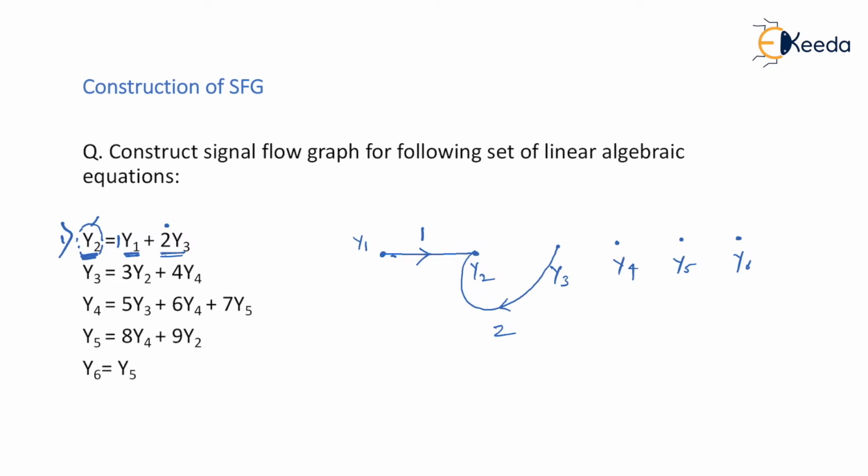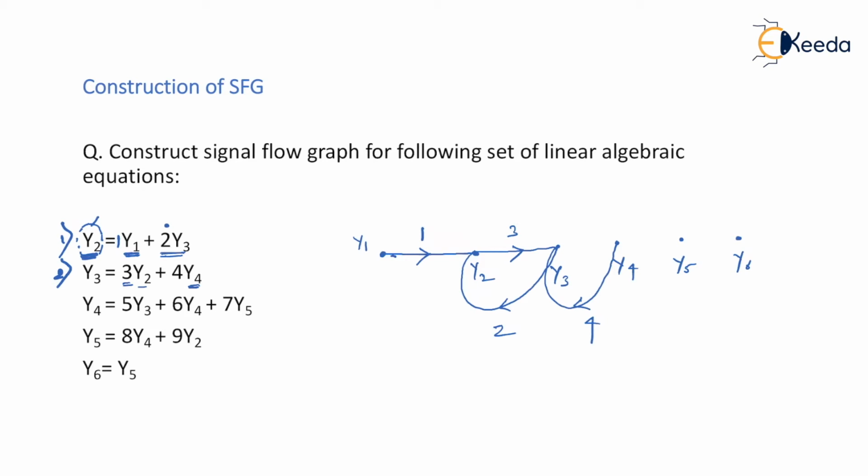Let's take care of the second algebraic equation, which says y3 equal to. When I say y3 equal to, it means y3 is going to receive something. It is going to receive from y2 as well as y4 with gains 3 and 4 respectively. So y3 is going to receive from y2, and I can draw it this way with gain equal to 3. y3 is also receiving from y4 with gain equal to 4, so I can draw it this way.